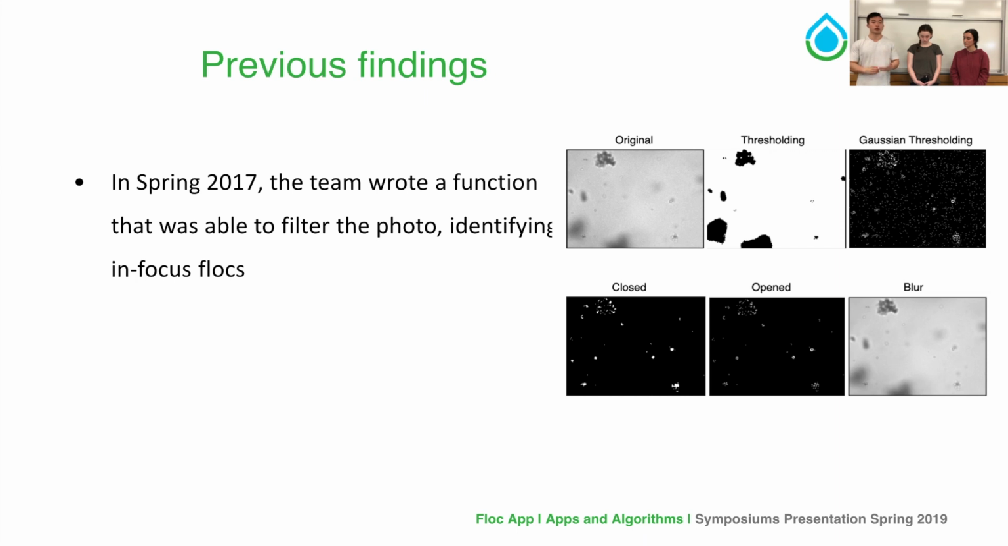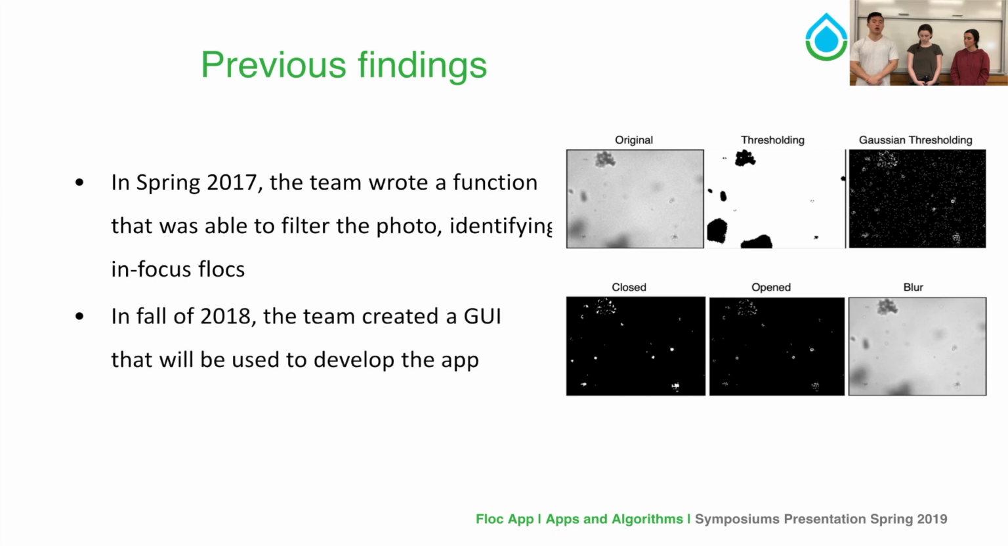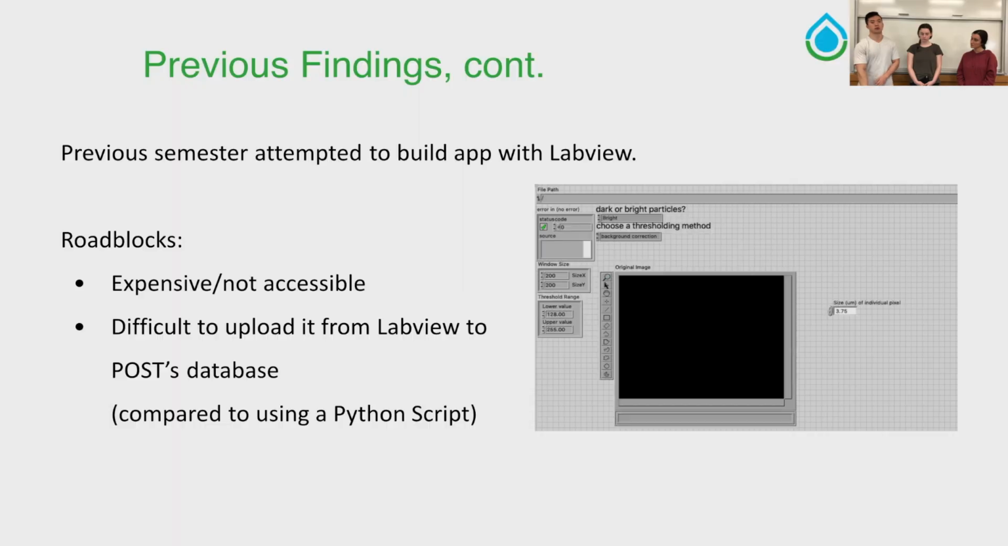Additionally, the second component that the team has built in the past is a GUI, otherwise known as a graphical user interface. This was made last semester, fall of 2018, in the hopes of making the application of the scripts that we've written this semester, and perhaps in future semesters, a lot easier for the Floc app development in the end.